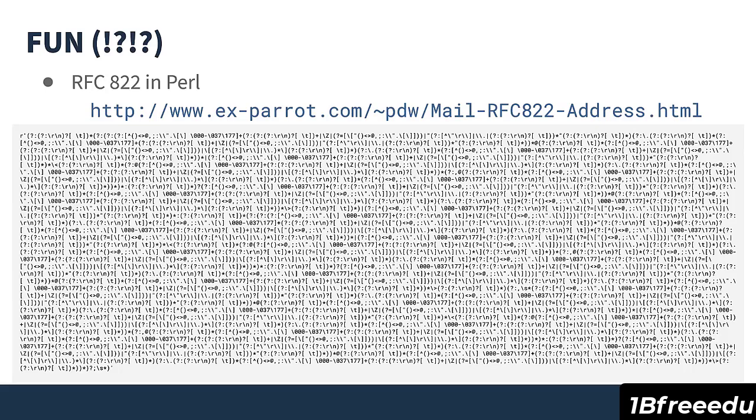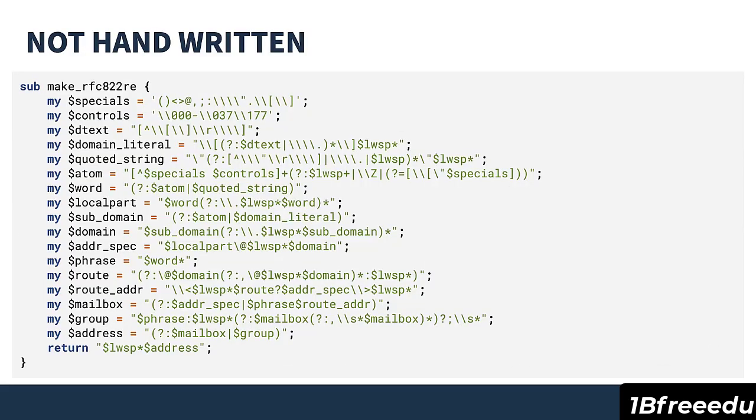So where did this come from? Here's the Perl code that actually generated it. Still not easy to understand, but a little easier. If you want to dig through it, start at the bottom. Look at what's being returned. The address variable consists of the mailbox or the group variables. The mailbox and group variables are based on address specs and phrases, etc., working its way up to the top until you have the entire regex.